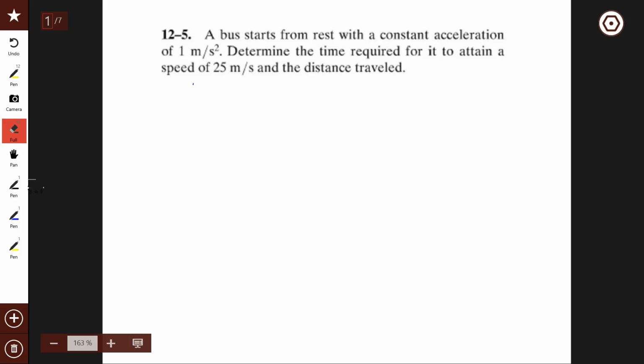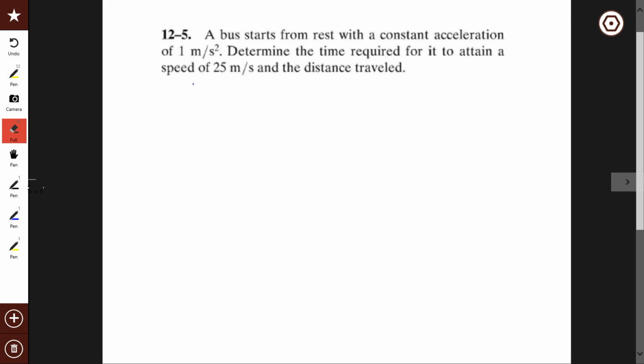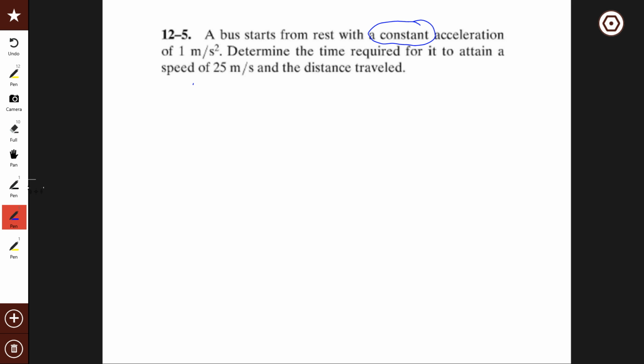Okay, here's a problem from the textbook. Bus starts from rest with a constant acceleration. So that means we're going to use the formulas that have been derived for us already. It doesn't say, but because of the section it comes from, I'm assuming the bus is moving in a single direction.